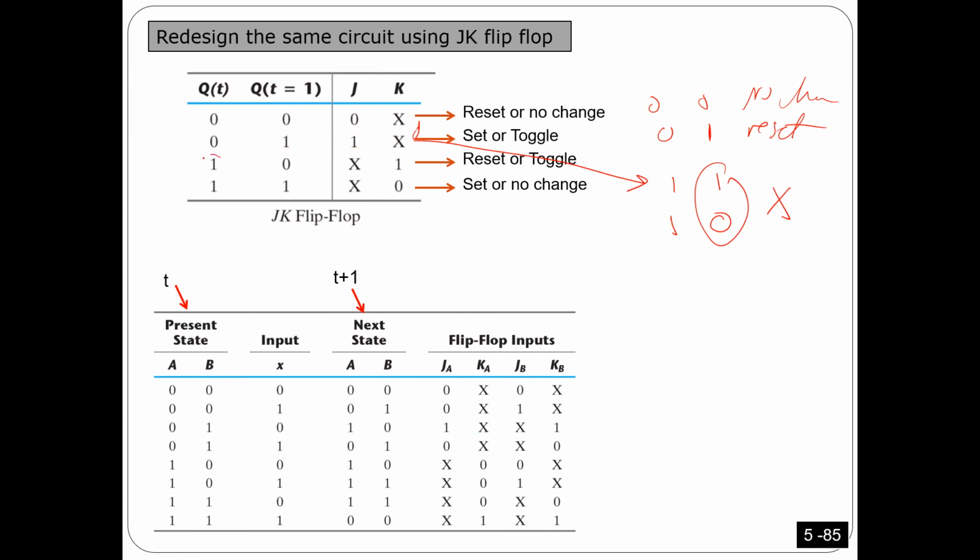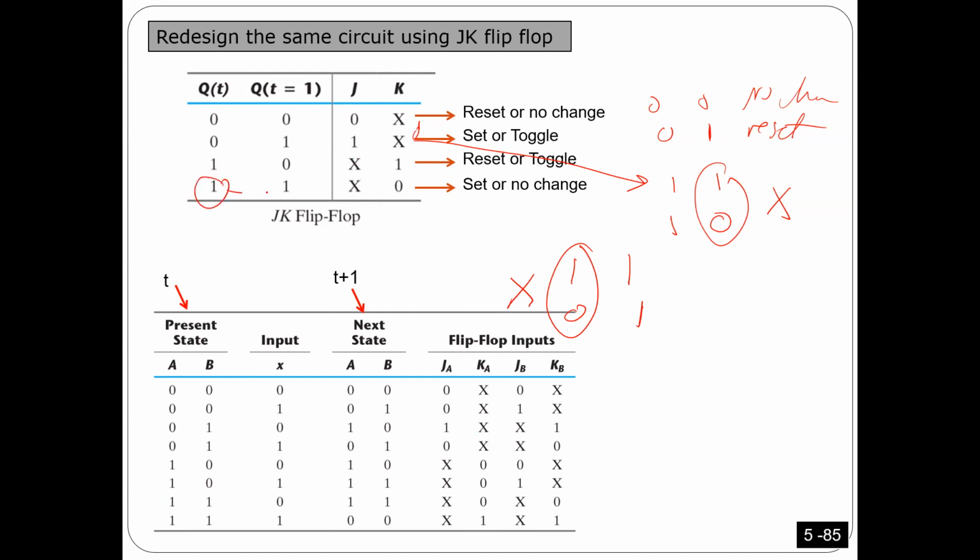Same thing for the other one. I am 1 and I want to go to 0. Again, there are two cases, either reset or toggle. Toggle means 1, 1. Reset means 0, 1. That means X, X1, and that's why you see here X1.